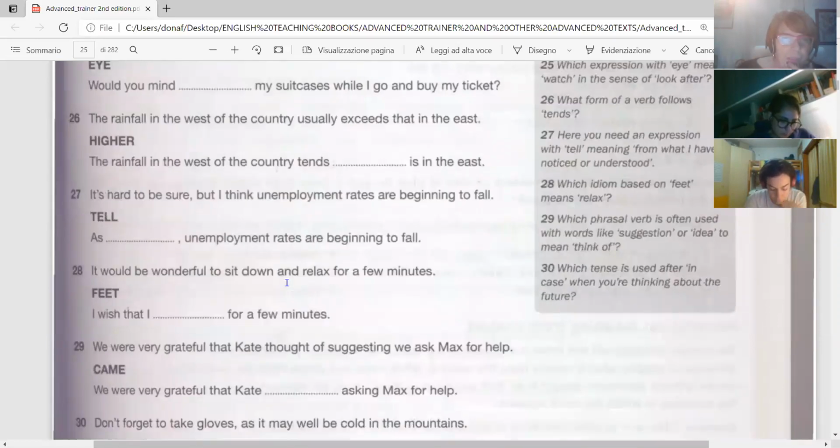27. It's hard to be sure, but I think unemployment rates are beginning to fall. So, tell, I read the advice. Yes. Here you need an expression with tell, meaning from what I have noticed or understood. So it is: as far as I can tell, unemployment rates are beginning to fall. Very good. Excellent. As far as I can tell, that's perfect.